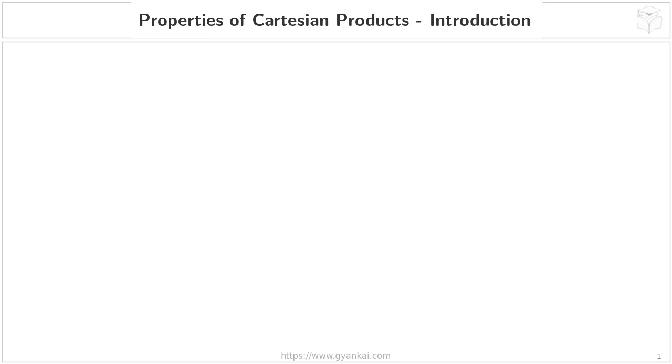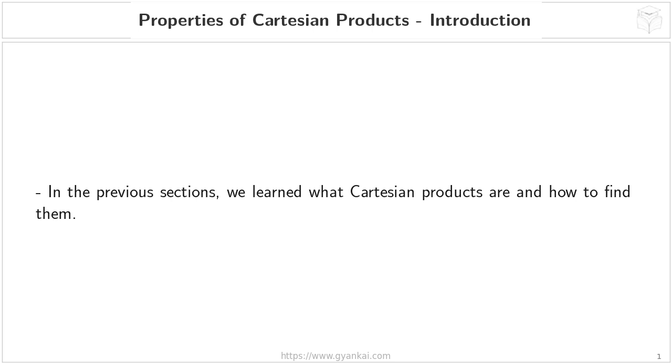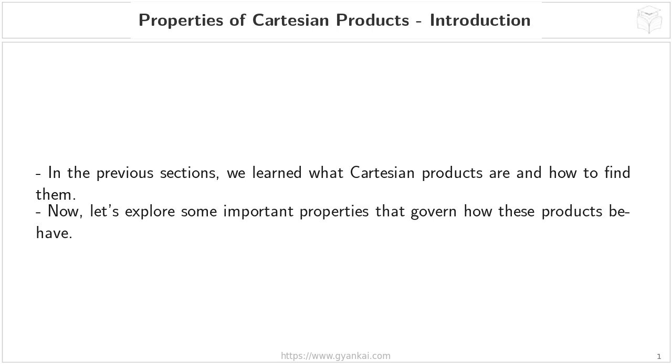Properties of Cartesian Products, Introduction. So we've been working with Cartesian products, and you've learned how to actually create them, how to find all those ordered pairs. Now, we're going to move beyond just finding them and start looking at how they behave. This slide is an introduction to the properties of Cartesian products.